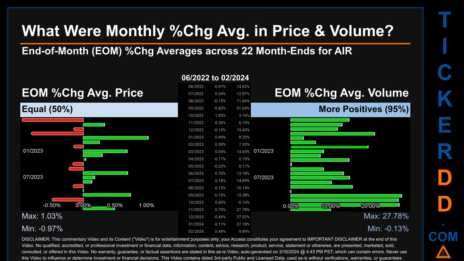Price saw an end-of-month max of 1.03% in average percentage change, along with a minimum of -0.97%. For volume, the maximum and the minimum monthly percentage change were respectively 27.78% and -0.13%.